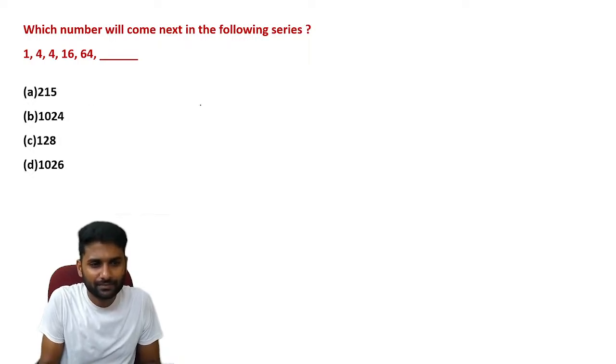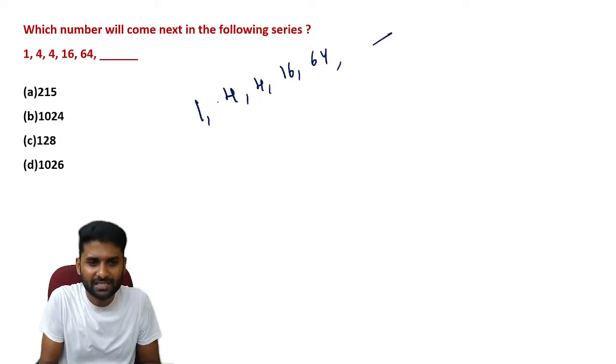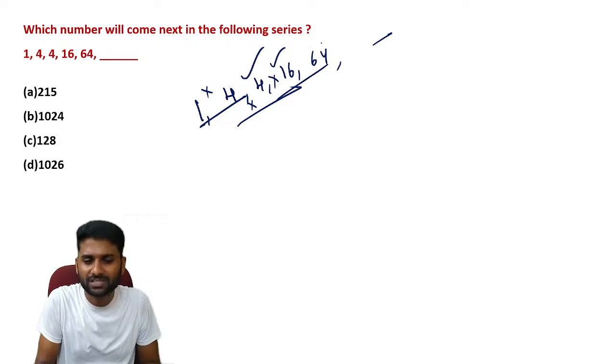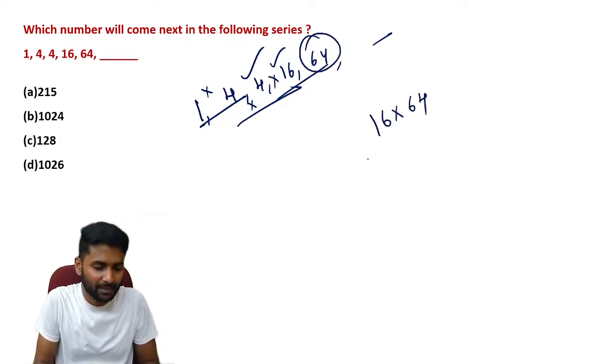Let's see that here. So 1, 4, 4, 16, 64, dash. Guys, 1 into 4 is equal to 4. 4 into 4 is equal to 16. 4 into 16 is 64. Finally, 16 multiplied with 64 becomes the answer.